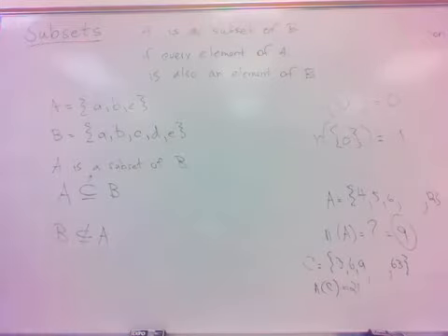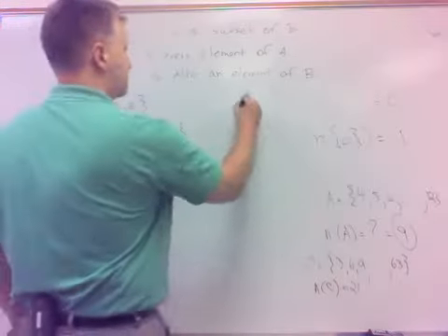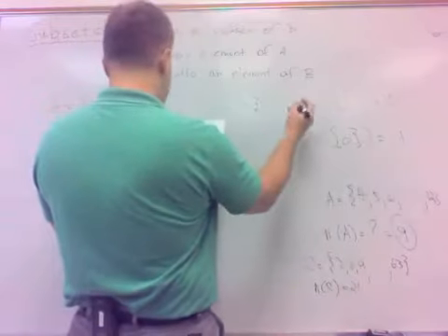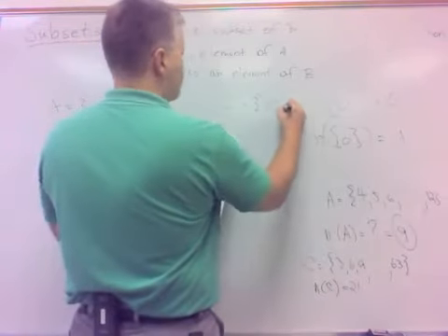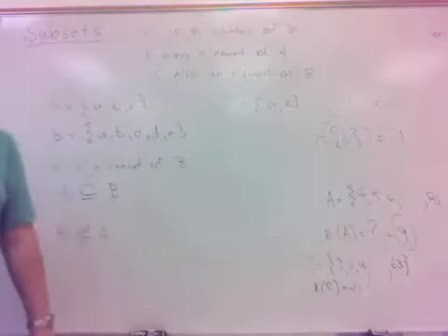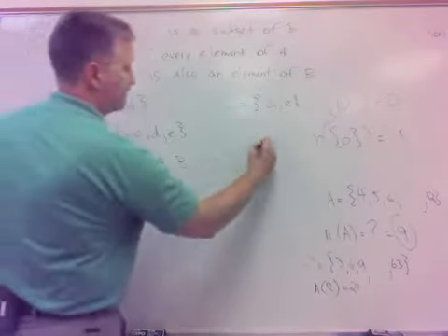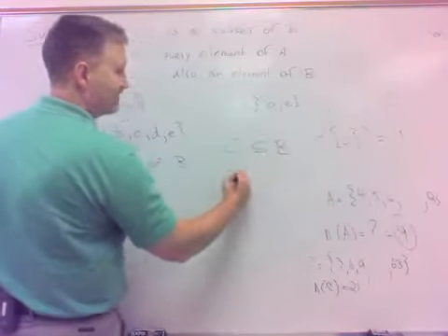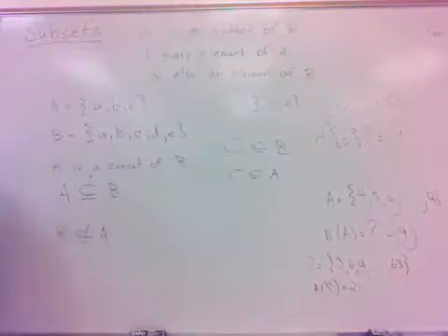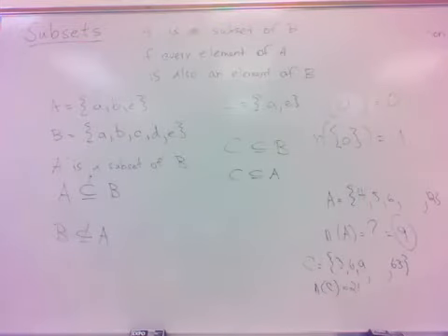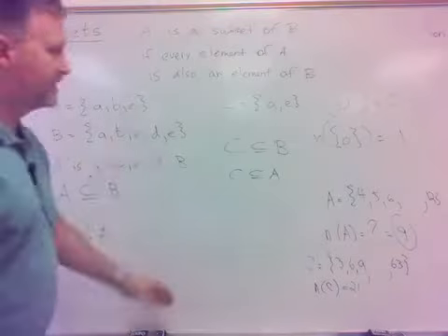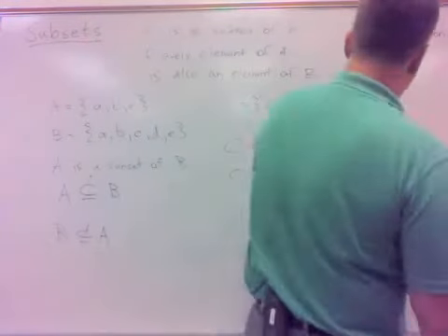Okay, now, if I throw in set C here, and set C is A and E, what can you say about that one? Subset-wise, C is a subset of B, isn't it? Is there anything else we can say? C is a subset of A, yeah. C is also a subset of A. So subsets can be subsets of more than one set. Different things.